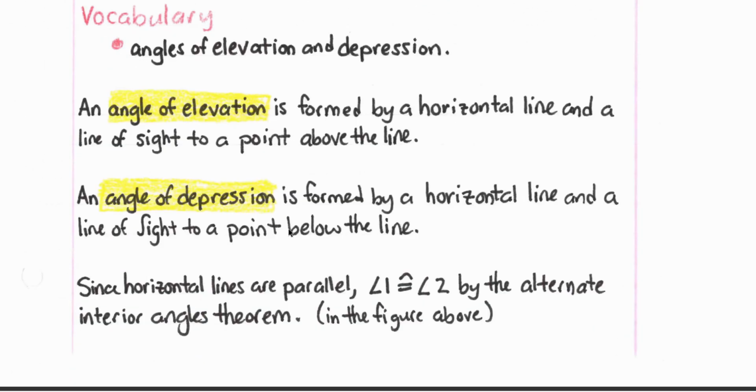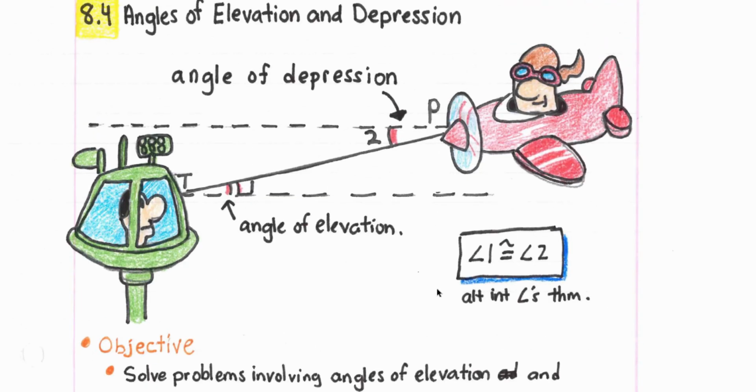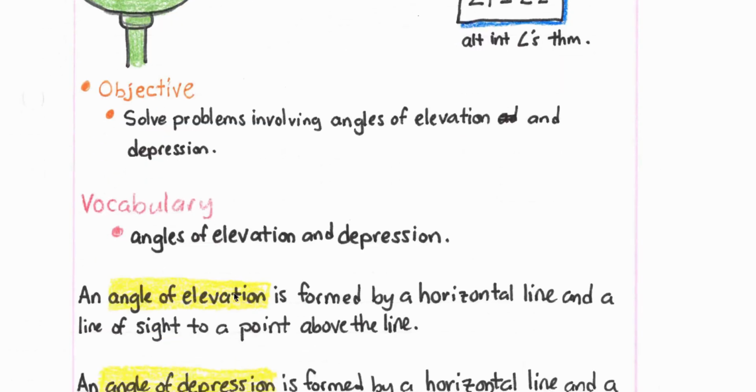Since horizontal lines are parallel, it must be true that angle 1 is congruent to angle 2 by the alternate interior angles theorem. And so 1 is congruent to 2. And we're going to use that fact quite a bit in this lesson.